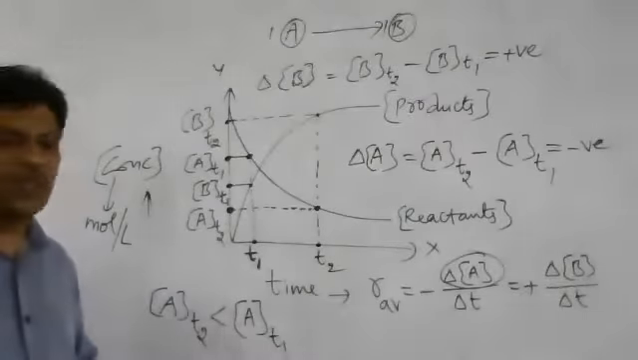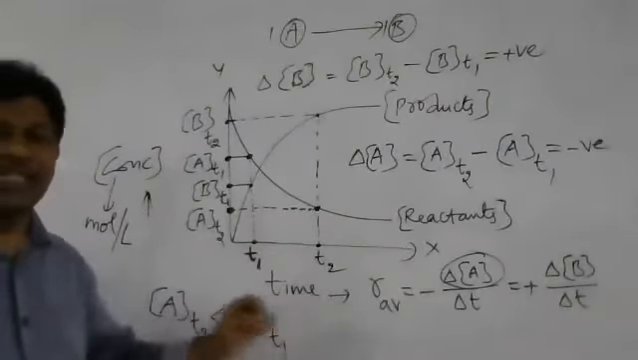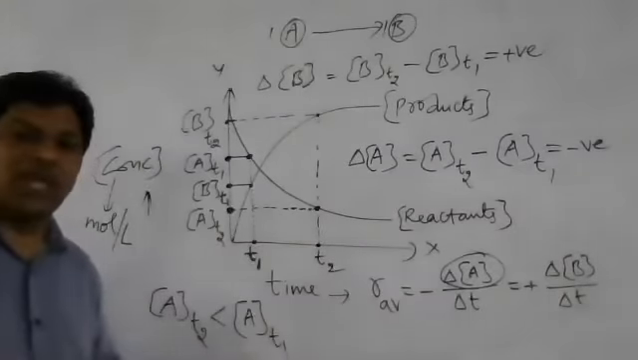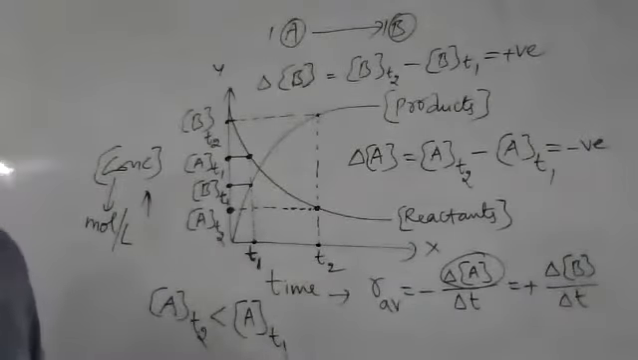This is the concept here. So this way we have to understand the graph: decrease in the concentration of reactant and increase in the concentration of product.